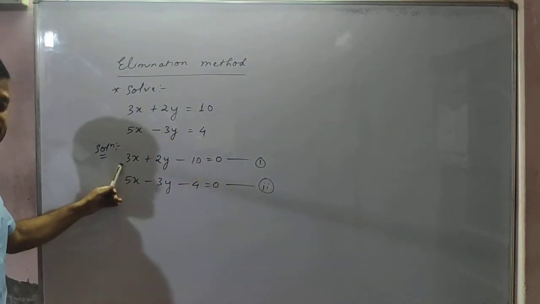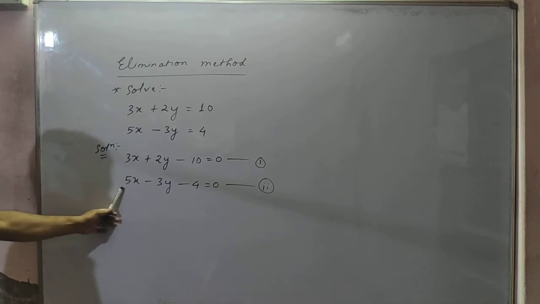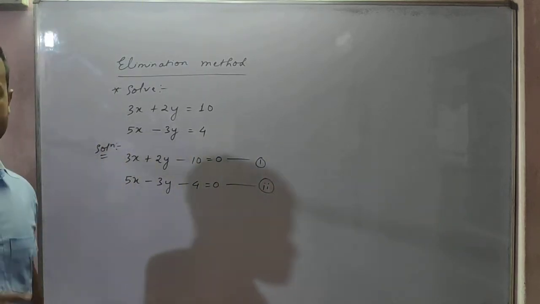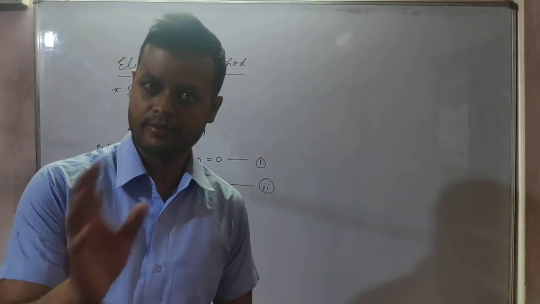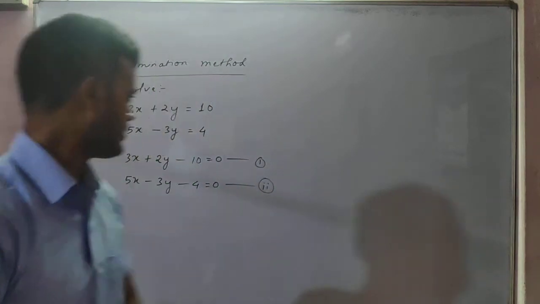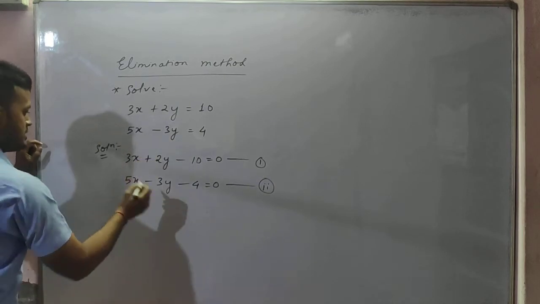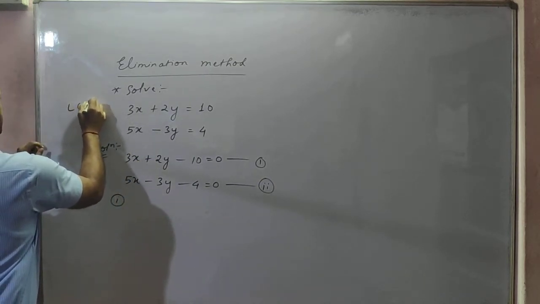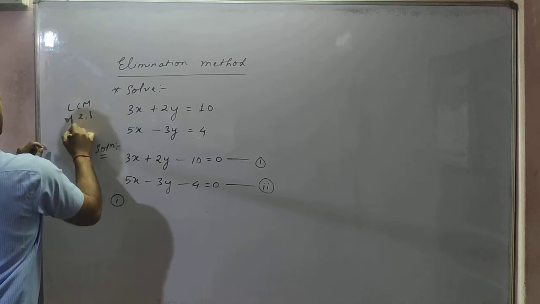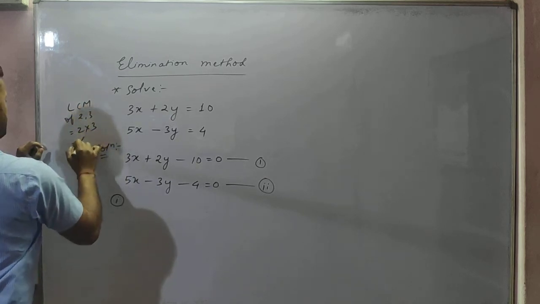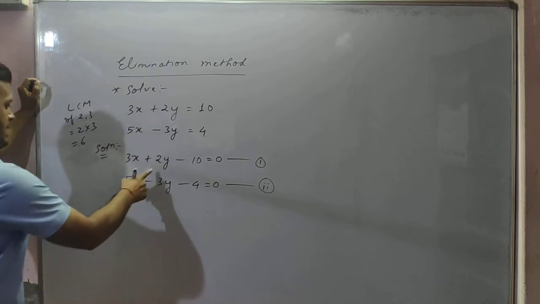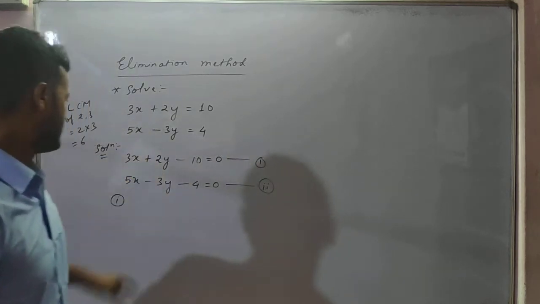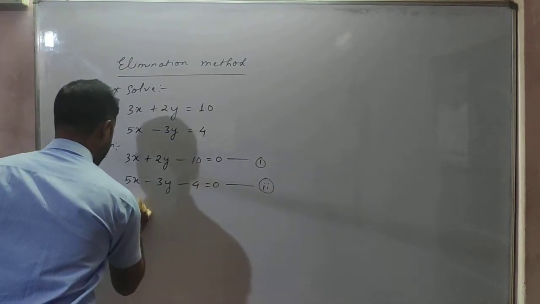3 and 5, here 3 is there, here 5 is there. 3 and 5 LCM is 15, and 2 and 3 LCM is 6. So this time I will choose to eliminate y. So 2 and 3 LCM is 6. LCM of 2, 3 is equal to how much? 2 into 3, 6, isn't it? So I have to make 6 here in place of this 2. If I want to make 6, then with what number do I have to multiply? Multiply by 3.